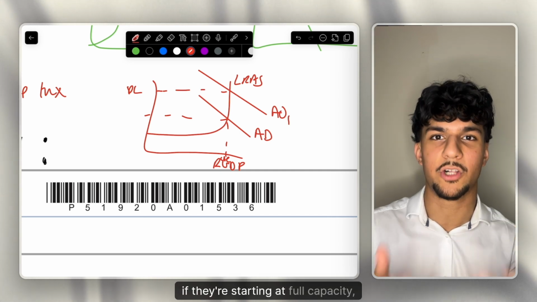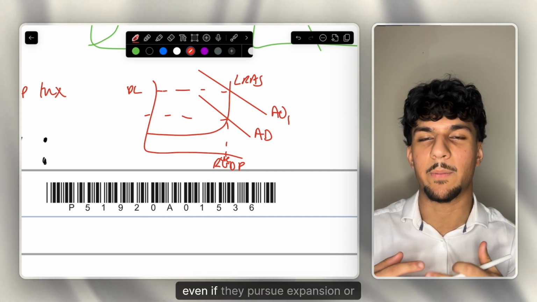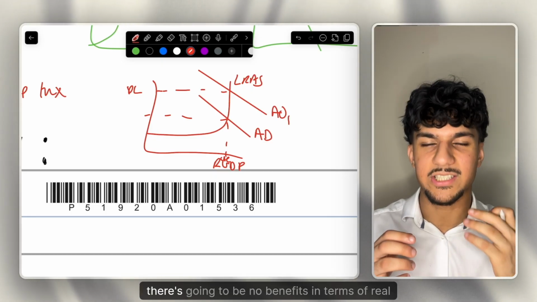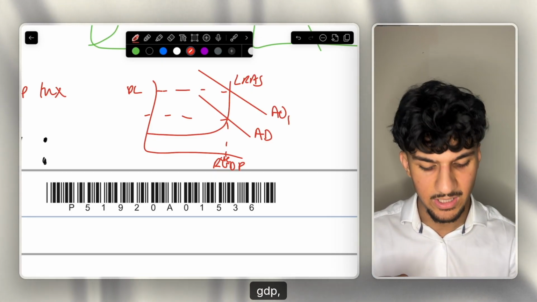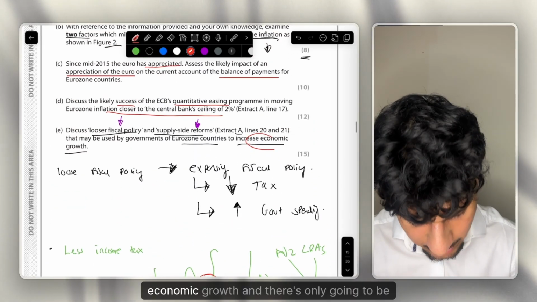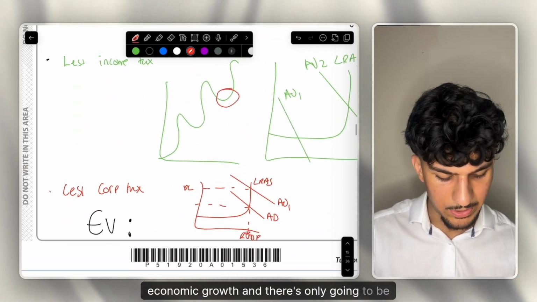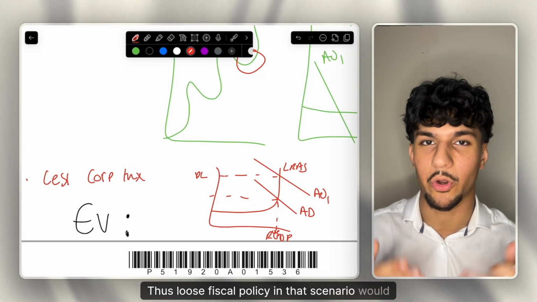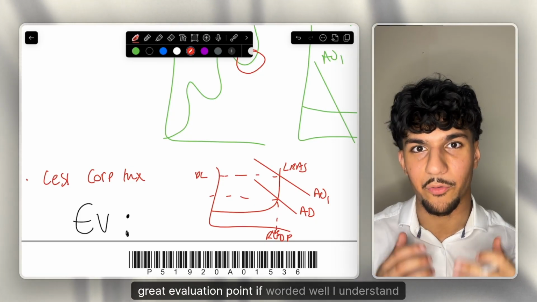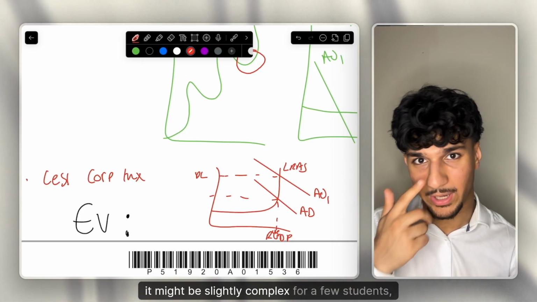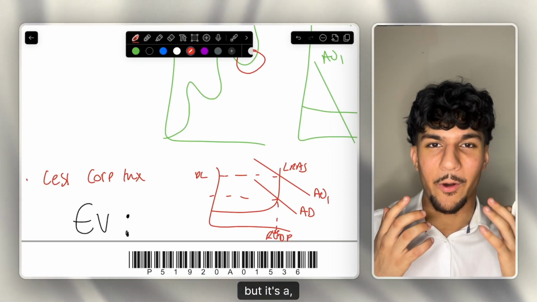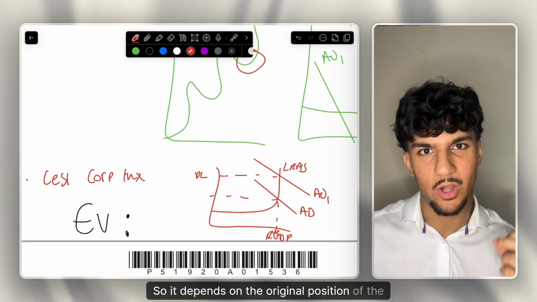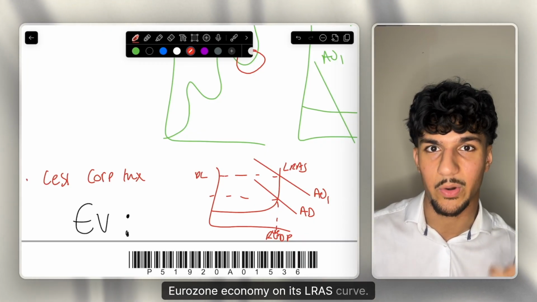If they're starting at full capacity, it means even if they pursue expansionary or loose fiscal policy, there's going to be no benefits in terms of real GDP. So there's going to be no economic growth, and there's only going to be inflationary pressures. Thus, loose fiscal policy in that scenario would not be the best choice. Great evaluation point if worded well. I understand it might be slightly complex for a few students, but it's a 10 out of 10 A-star evaluation point. So it depends on the original position of the Eurozone economy on its LRAS curve.